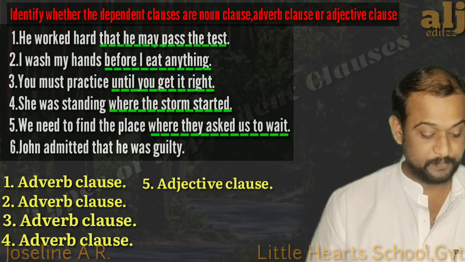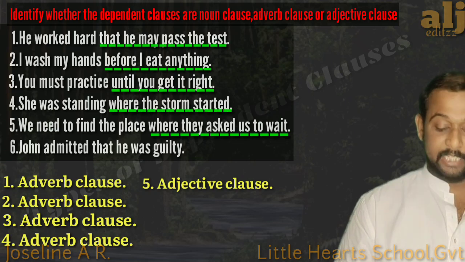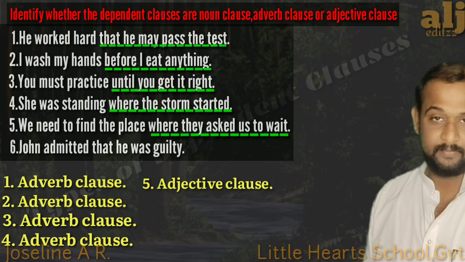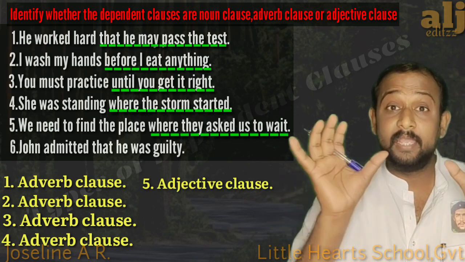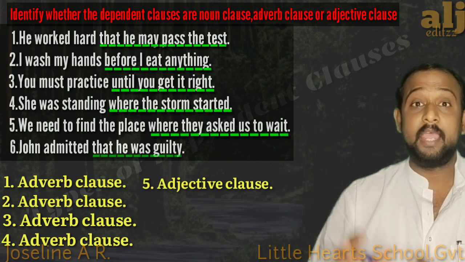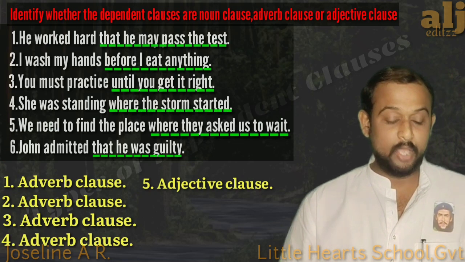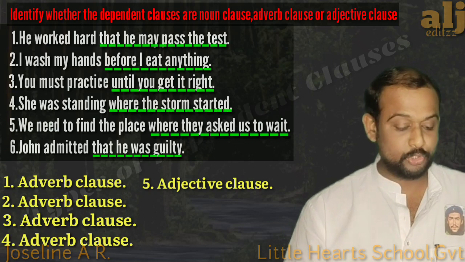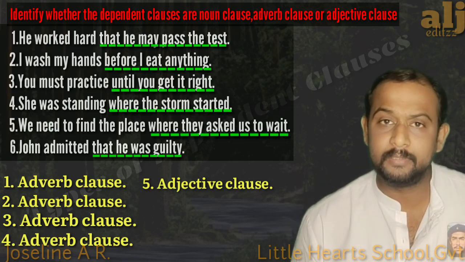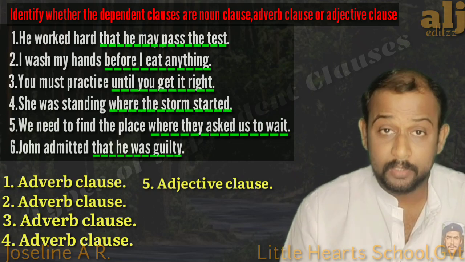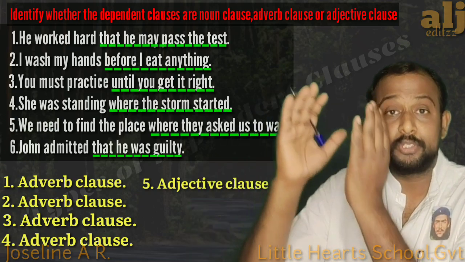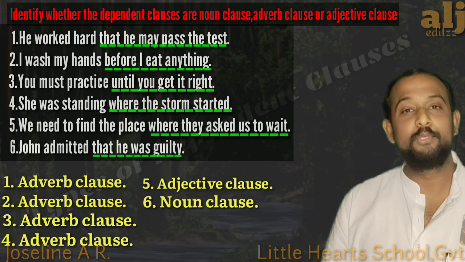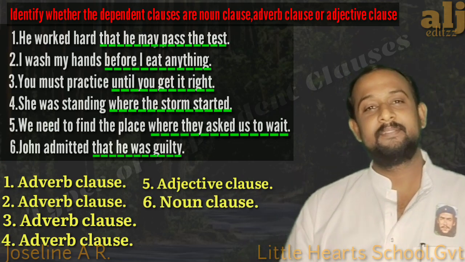See the last one. John admitted that he was guilty. First identify the subordinator. The subordinator here is "that", and "that he was guilty" is a subclause, a dependent clause. And what is it? See, John admitted. There is no antecedent here. So you have to form a question. What question is formed here? What did John admit? We are not using when, where, why and how. We are using what. And when the subclause answers the question what, then the subclause will be a noun clause. As simple as that.